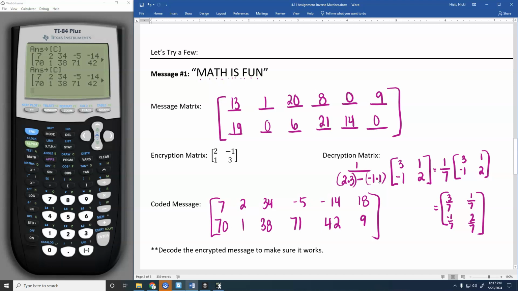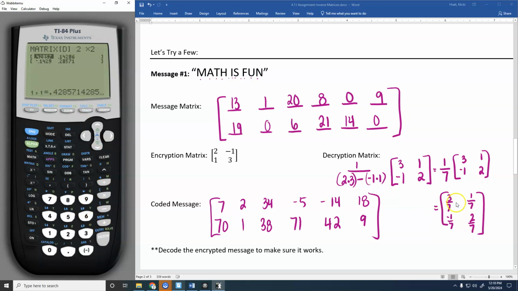Everybody good there? Okay, so let's check to make sure it worked. So what we need to do to decrypt the matrix is we need to take matrix D and multiply it by matrix C, right? The decryption matrix multiplied by the coded message. So we're going to first need to put matrix D in. So I'm going to go down here and put this in D. I think I already did.